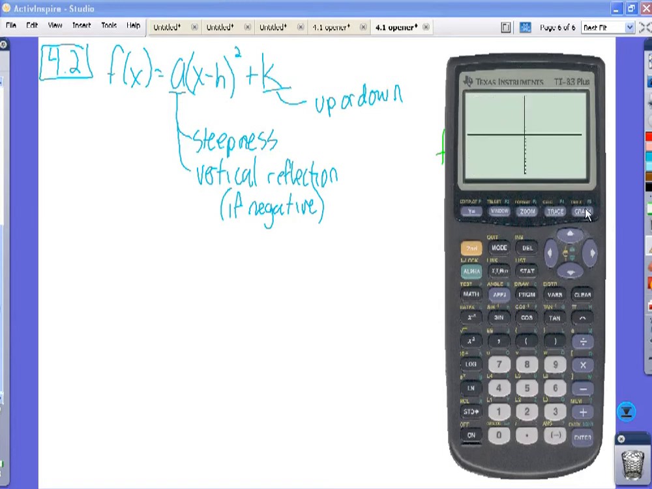What's this going to do? Minus 5 goes to the right 5. And can you move it to the left? Plus 6.